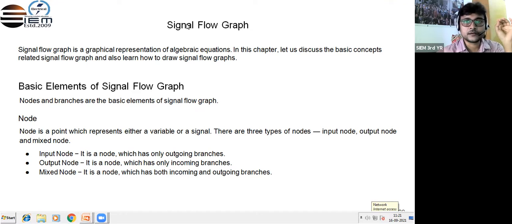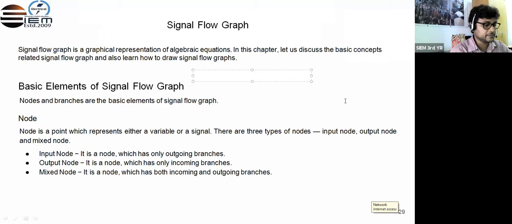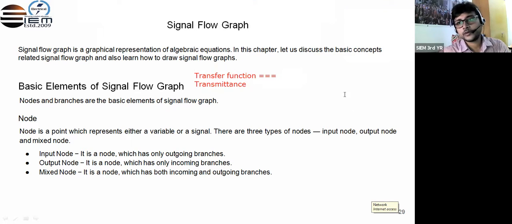So you know that transfer function is equivalent to transmittance. The thing is that in case of block diagram we are considering transfer function, and in case of signal flow graph we are considering transmittance.